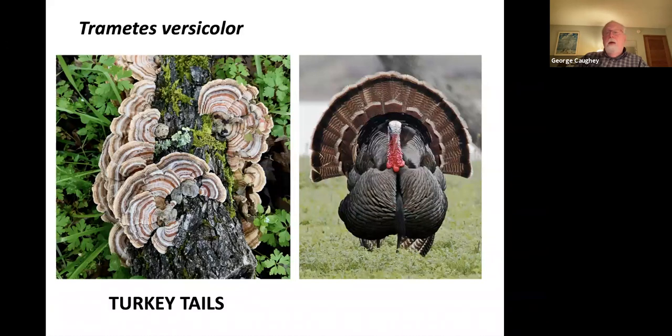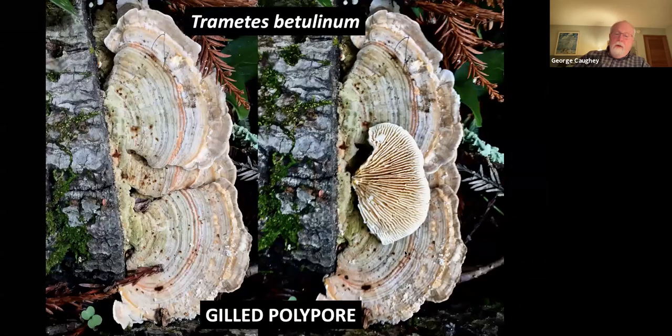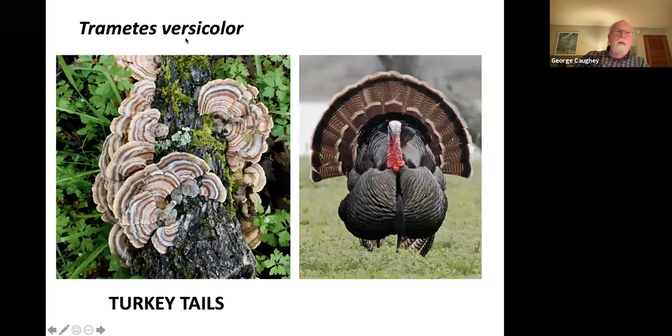Here's true turkey tails, which are less common than Stereum, but they have pores. And actually, I submitted this photograph to iNaturalist, and iNaturalist thought it was a turkey. That was its ID, a real turkey. But they're very colorful and they have many different shelf-like arrangements. So you notice that this is Trametes versicolor.